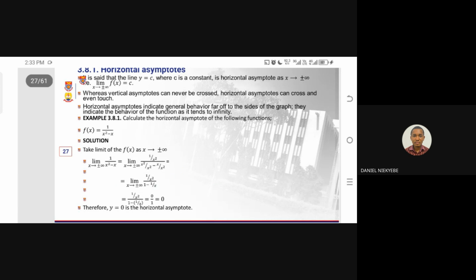So for horizontal asymptotes, we are looking at values on the y-axis. See, vertical asymptotes will focus on values on the x-axis, which will make the function undefined. Horizontal asymptotes look at the values on the y-axis, where you have to take the limit of the function as x approaches infinity.